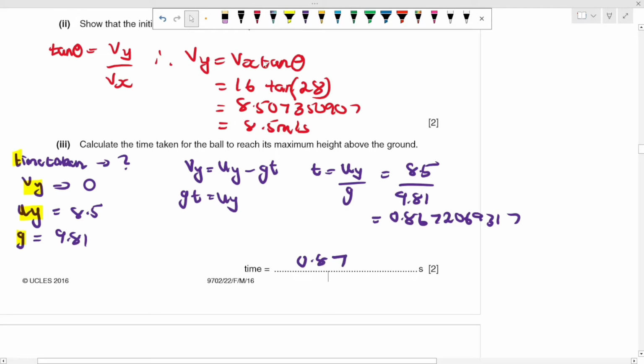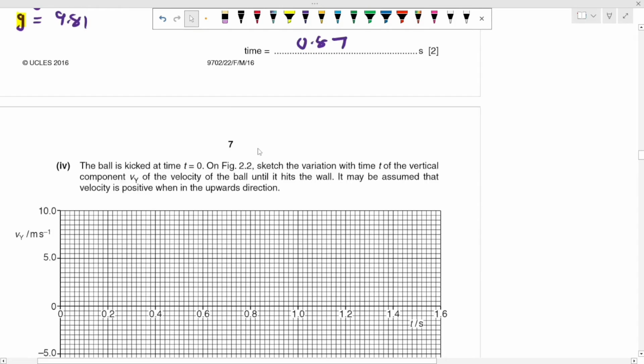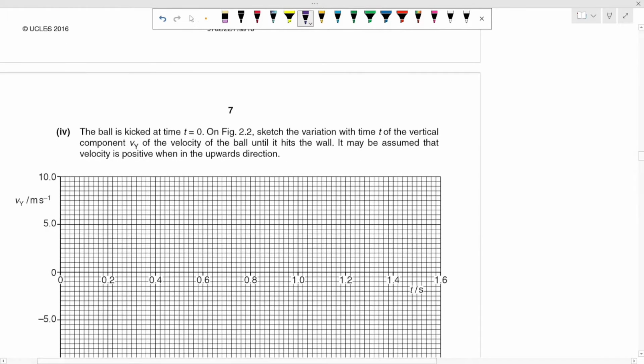Okay, so this is something that I just had to think of, that we have a specific equation that can relate all of these three variables, because acceleration is equal to v minus u divided by t. So Vy will be equal to uy minus gt, negative because g will be acting down. So using that equation, you can therefore be able to find this time. Part IV. The ball is kicked at a time t equals 0. So very important for you to pay attention to all of this. Sketch the variation of the vertical component of the velocity Vy until it hits the wall.